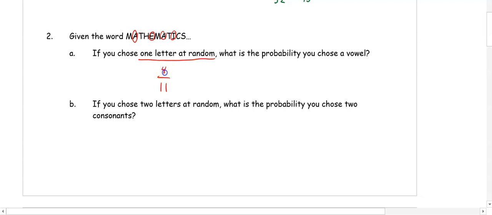Now, even though A repeats, they're both a unique A in this case. Think about if I wrote them on a note card and I put them in a bag, right? I'd have to write A twice or I wouldn't have enough letters for the word mathematics. We're going to skip question B.